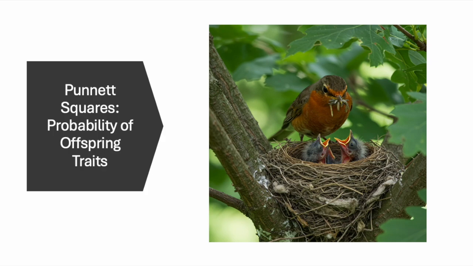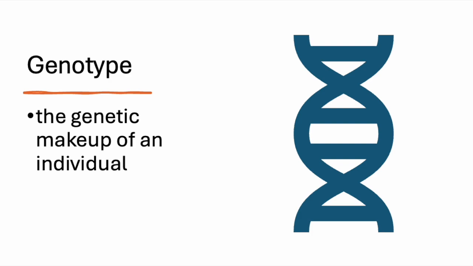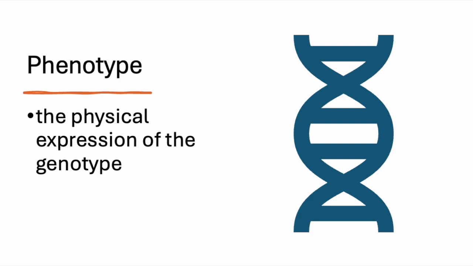Punnett squares are diagrams used to predict the possible genotypes of offspring from a cross between two individuals. Genotype refers to the genetic makeup of an individual, while phenotype refers to the physical expression of that genotype.